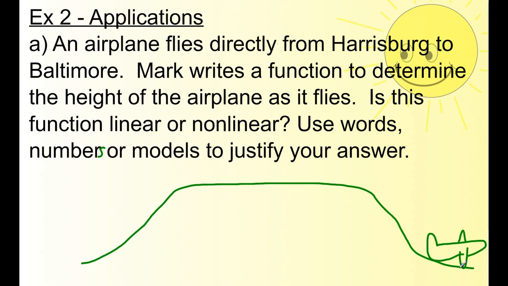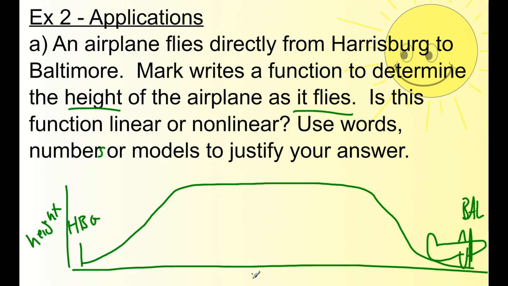So if he's writing a function that determines the height of the airplane as it flies, there's its height from Harrisburg to Baltimore, is that a linear function? Well, heck no. I mean, the height is changing. This is the height over time. So it's going to go up, probably level out for a little while, fly at whatever altitude they're going to choose to fly at before it goes in for a landing. So its height is going to be changing throughout the flight. It's not going to be like driving along the ground the whole time. Okay, so this would definitely be non-linear.